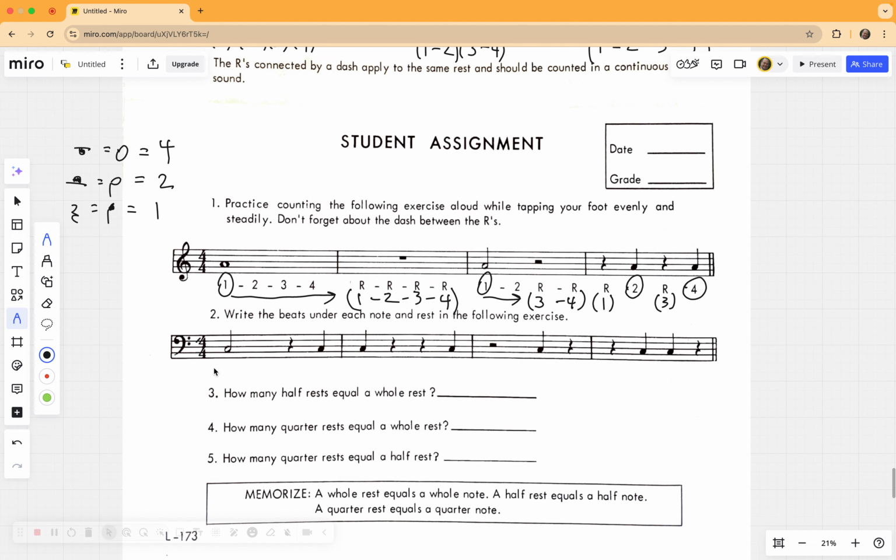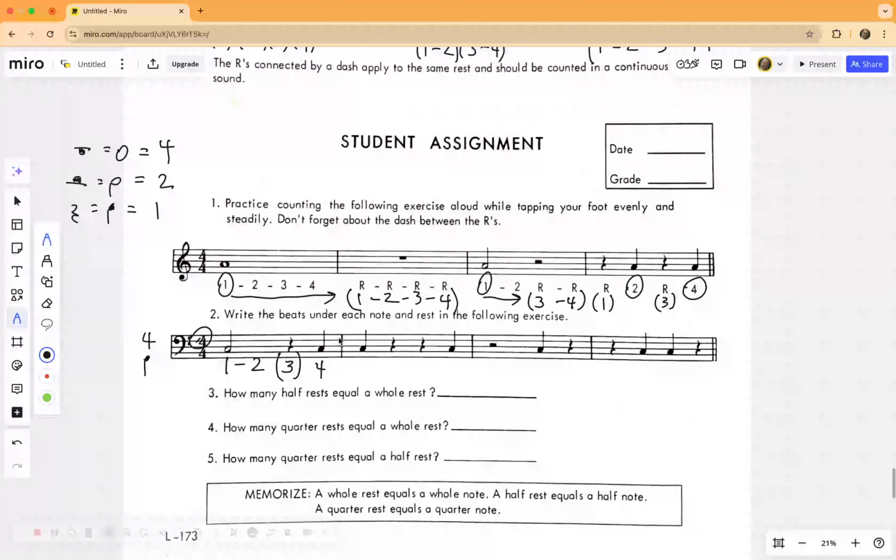So we're going to write the beats under each note and rest in the following exercise. We know that there's 4 beats in each measure. There's 4 quarter notes in each measure. So we want to find out where they are. Well, here's a half note. So we know it starts on 1. It goes through 2. This is a quarter rest, and it is on beat 3, but we want to put parentheses around beat 3 so we know we don't play. This is the quarter note on beat 4.